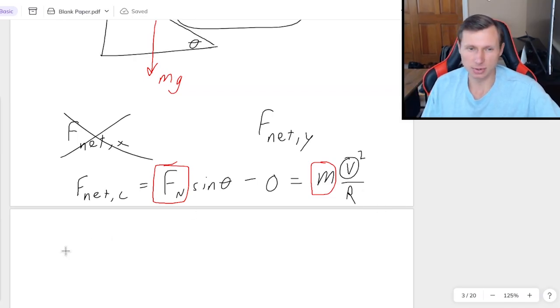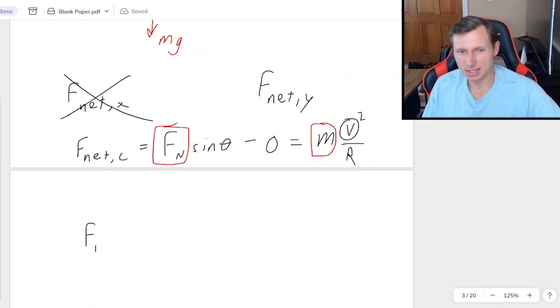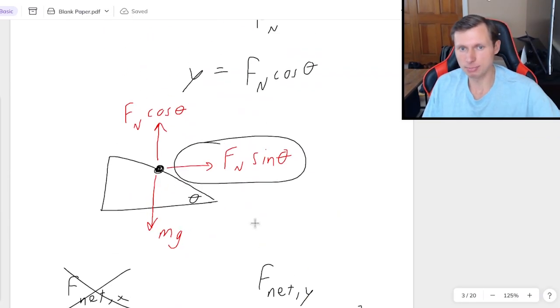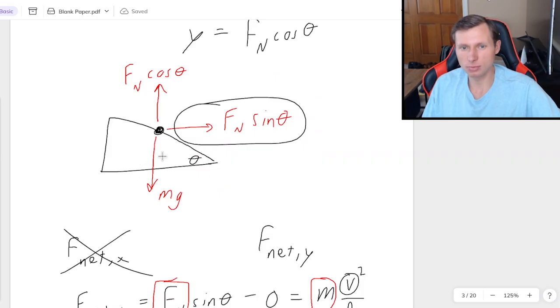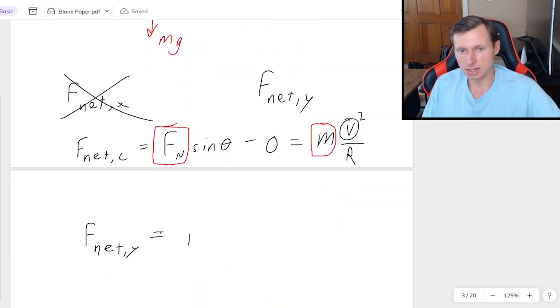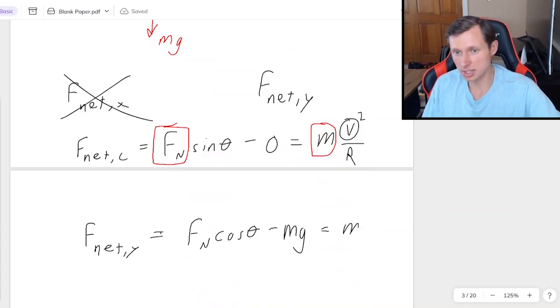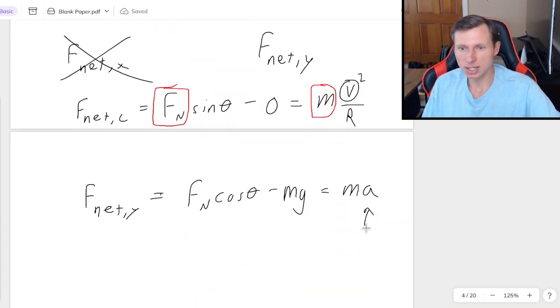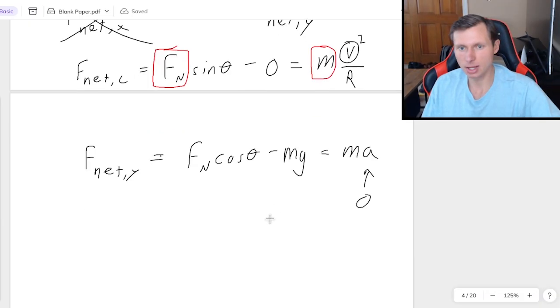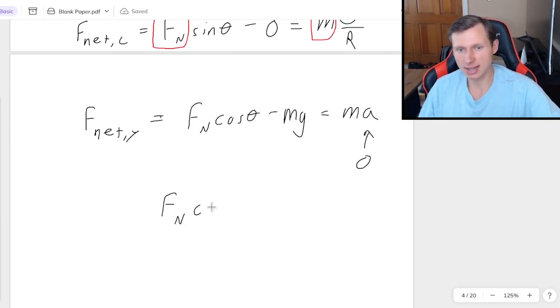And luckily, there's another equation. And of course, that's going to be F net y, which is all the forces going up minus the forces going down equals ma. If I look at this picture, there's only one force going up and one force going down. So it's going to be Fn cosine theta minus mg equals ma. And remember, this acceleration is going to be 0. We're not moving up or down in the y direction. The car is staying perfectly level on the banked curve. And so because of that, we can say Fn cosine theta is equal to mg.